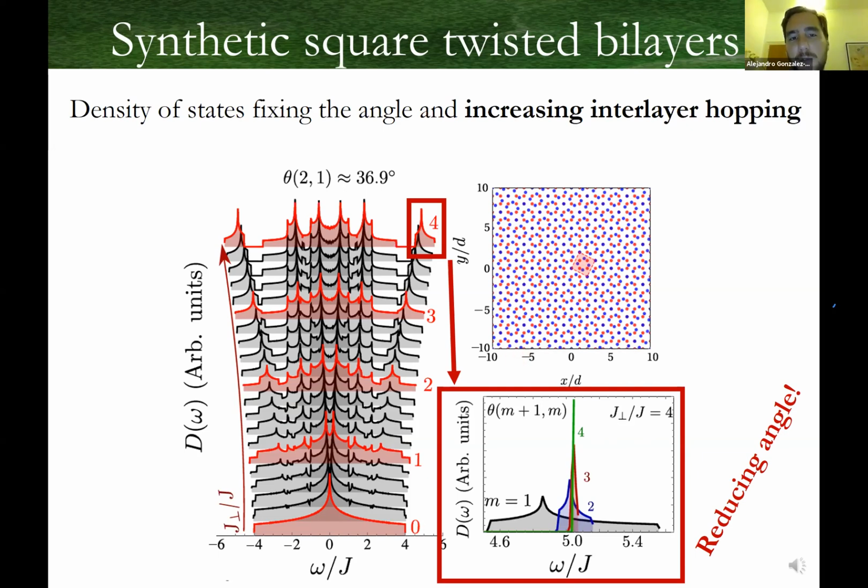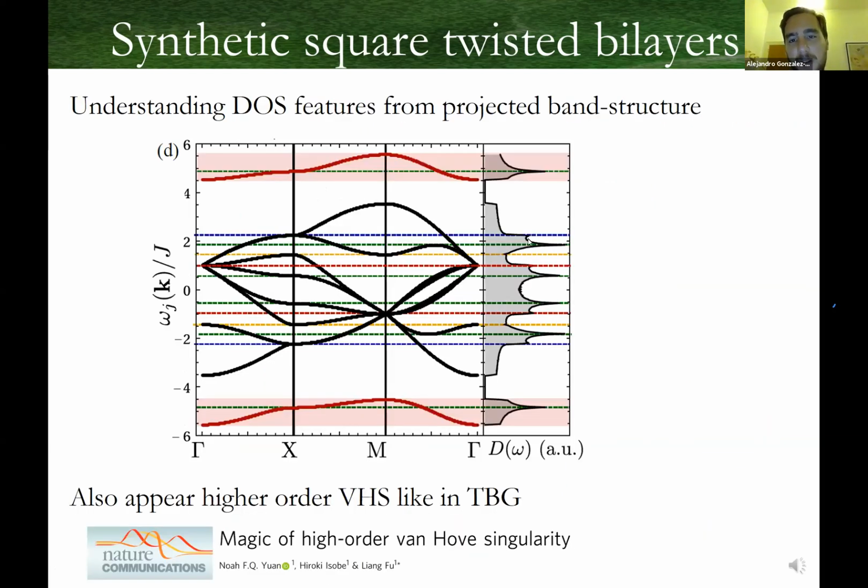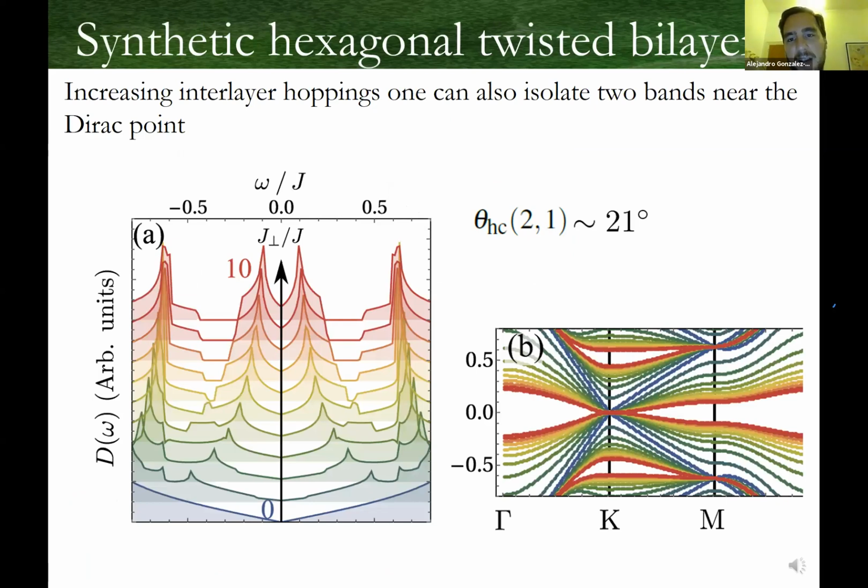And here I just wanted to highlight that there are also a lot of what was named in this paper here as higher order Van Hove singularities that can be explained from the different degeneracies appearing in the projected band structure. It's just to get a feeling that with this kind of systems, you can get similar phenomenology. We also made calculations with honeycomb lattices, and we saw that by fixing a pretty large angle, 21 degrees, and increasing the interlayer hopping, you can isolate two bands and also make them closer to the original Dirac point.